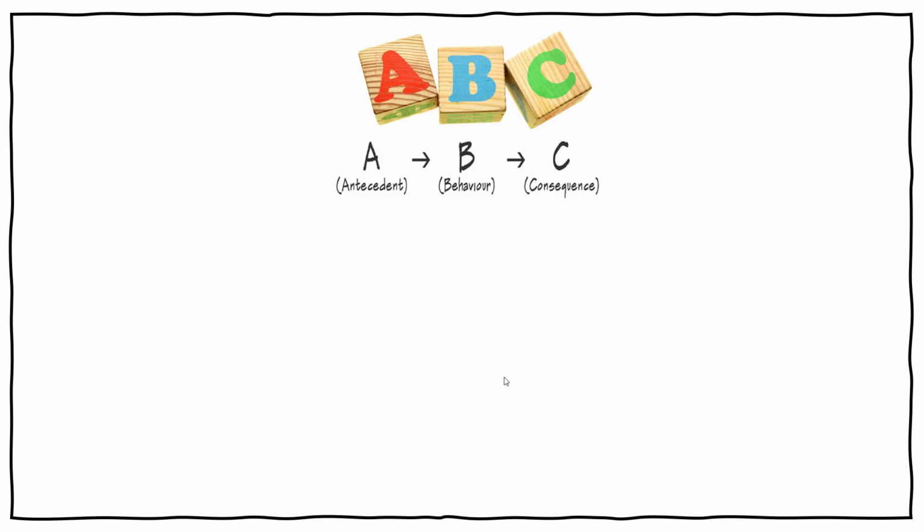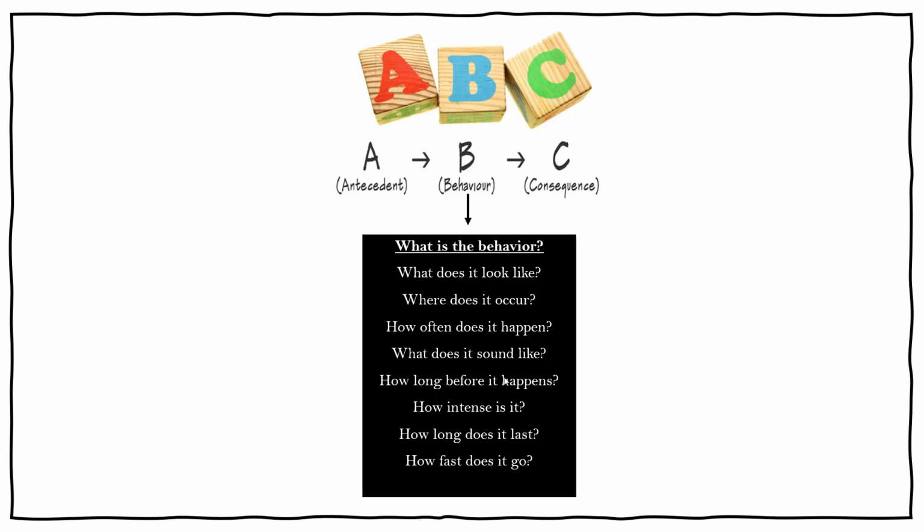Like I mentioned, you're going to define the behavior using operational definitions. Here are some questions you can ask yourself informally to define the behavior and get your operational definition. What does the behavior look like? Where does it occur? How often does it happen? How long before it happens? How intense is it? How long does it last? How fast does it go? Remember, when we operationally define a behavior, we're defining it in a way that we can measure it. So we want to use observable terms, measurable terms, positive terms, and be clear, concise, and complete.